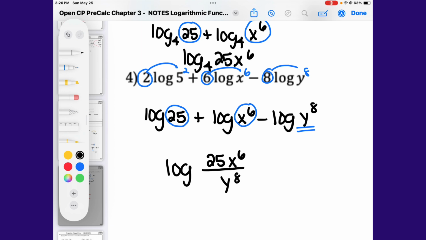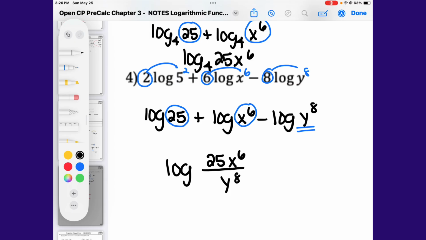Now, when you apply your expanding and condensing rules, you do have to make sure that the bases are the same. So in example 4, if the first 2 were base 10 and then the last thing was like base 5, I couldn't use my rules because I'd have different bases.